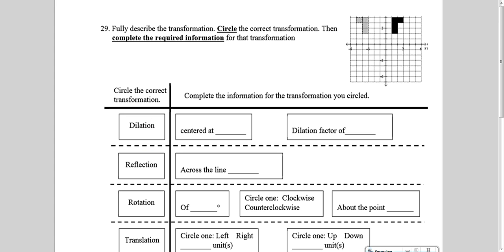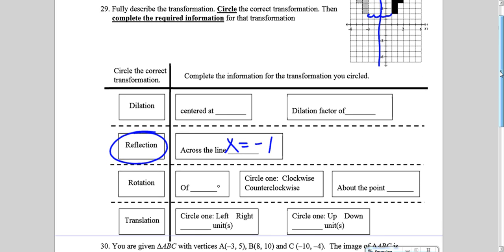Number 29. Well, that's another reflection because my orientation changed. Here, I am 1, 2, 3, 4 units away, so that means my line of reflection was 2 in the middle. So that is a reflection across the line x equals -1. On a vertical line, I know I have to be an x equals.